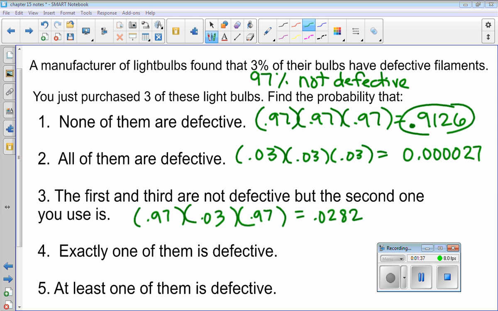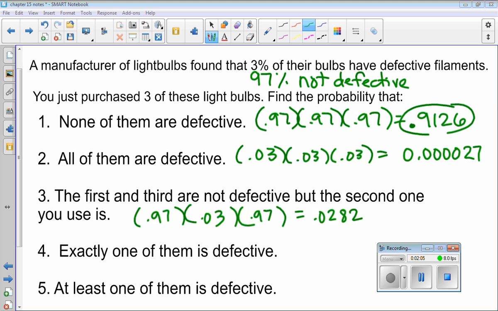Exactly one of them is defective. At least one of them is defective. Exactly one, we have to be careful, because it could be the first one, it could be the second one, or it could be the third one. That's exactly right. Because the second one was defective here, do you understand what Charles is saying? So we have to kind of write it.